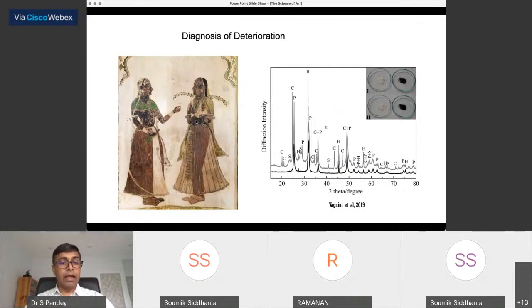And that is black in color. And it does happen. But a recent study, although not on these paintings, has also shown that the lead white can convert into lead dioxide, which is also black. So this was a lab-generated study that was conducted, and you can see that this is a diffraction pattern.